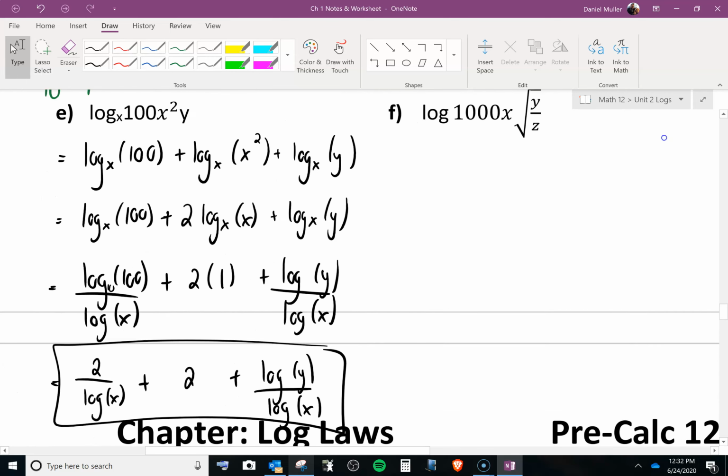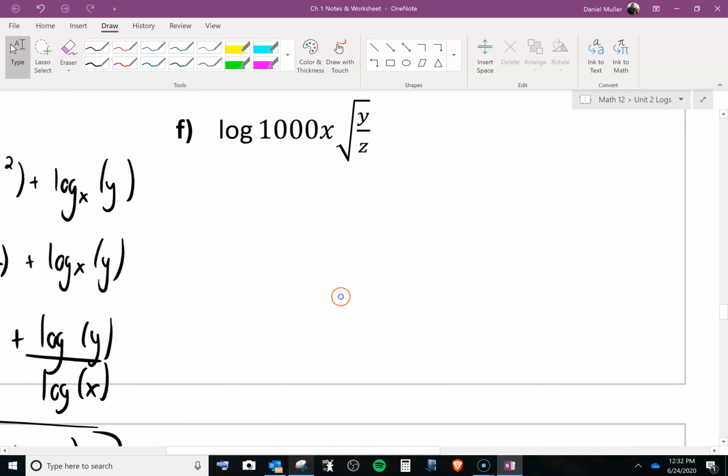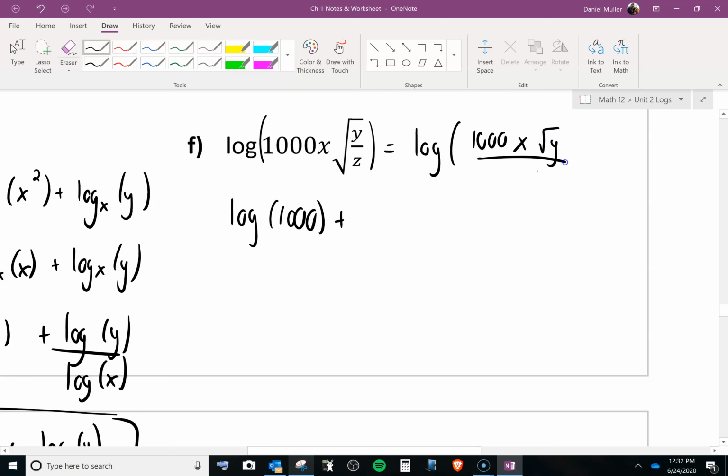So f. Well, I'll leave this here in case you want to copy anything down. Now for f, this is base 10, so I don't have to worry about anything. So I've got log of 1,000, and it's timesing, so these are all being plus. Plus, well, actually, you know what? Let's maybe separate this. I'm just thinking this right now. I've got a log of 1,000. There's an x. There's a square root of y all over a square root of z. So that's the first step, because you could have combined these.